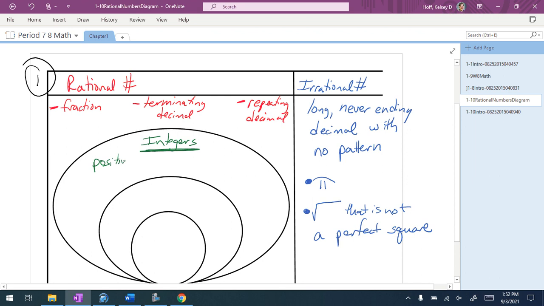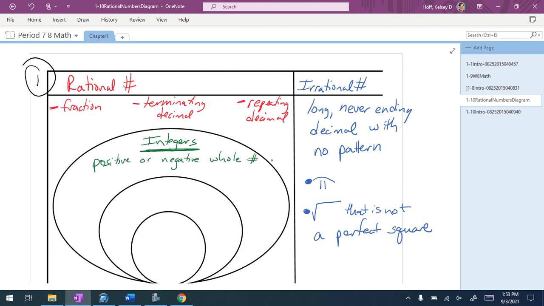Positive or negative whole number. And this is weird because everybody says, yeah, it's a positive or negative whole number, but what is a whole number? Aiden? Perfect. That's exactly what I was looking for. So it's a positive or negative number that doesn't have a decimal. It's just that whole number. So rational numbers are fractions, terminating decimals, or repeating decimals, but then sometimes we can even say that they're integers.